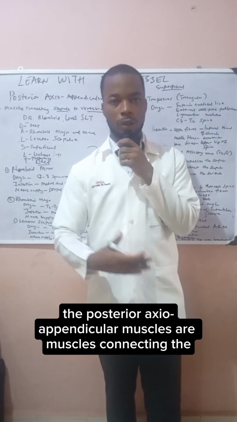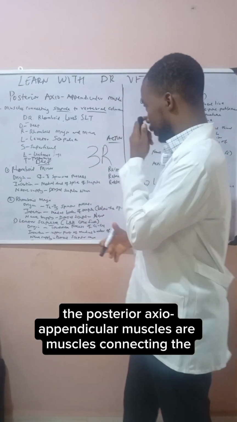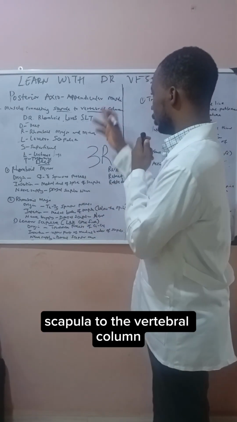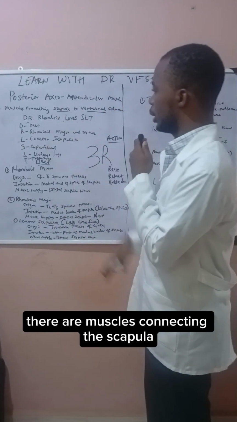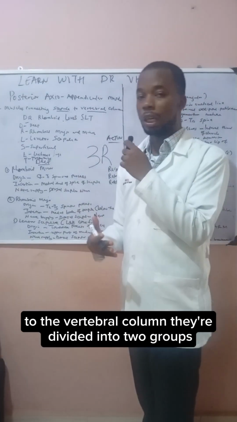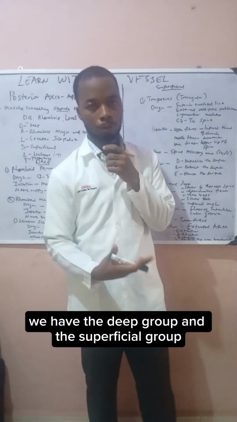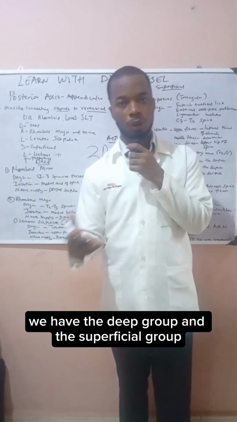Today we're looking at a very important topic, which is the posterior axio-appendicular muscles. The posterior appendicular muscles are muscles connecting the scapula to the vertebral column. They are divided into two groups: the deep group and the superficial group.